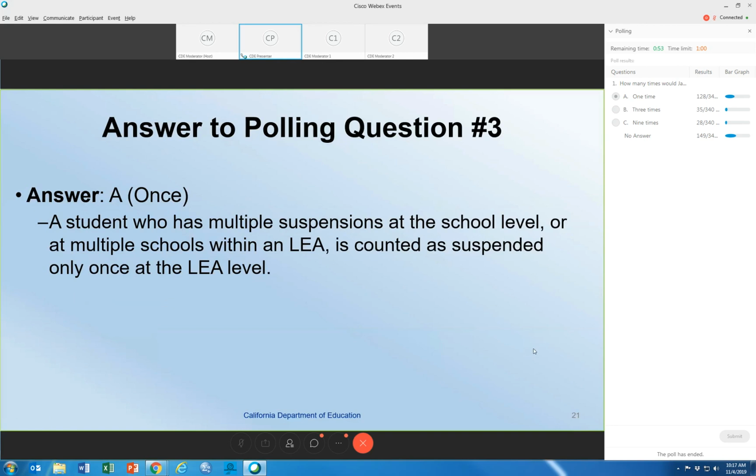A student who has multiple suspensions at the school level or at multiple schools within an LEA is still only counted as suspended only once at the LEA level. Because remember, again, we're counting not the number of suspensions within a school district, we're counting the number of students who were suspended. So that student could be suspended 9 times, but still only count as a student who was suspended once.